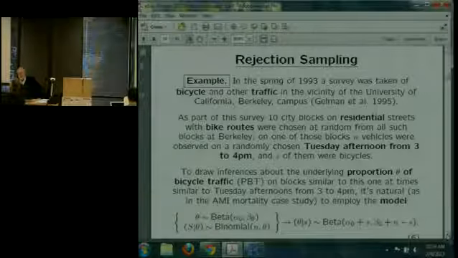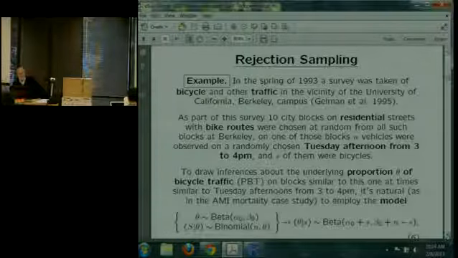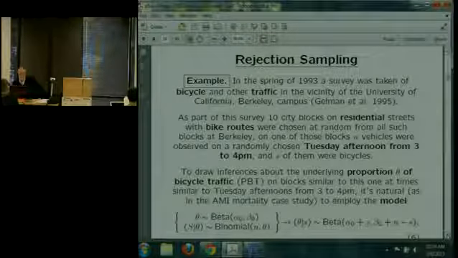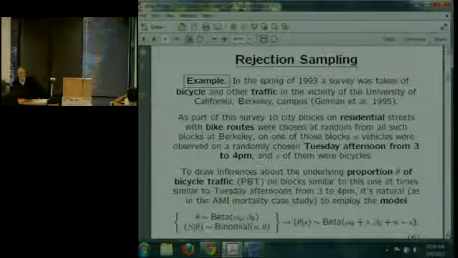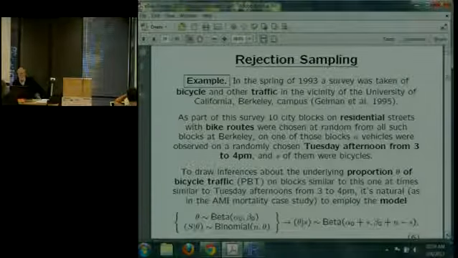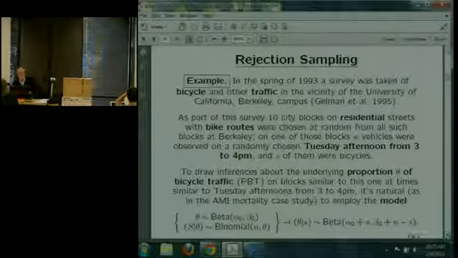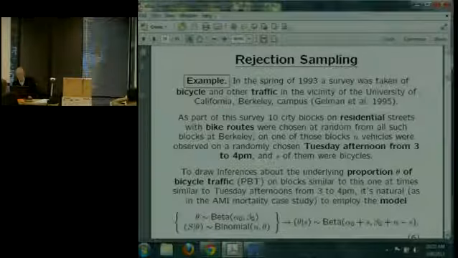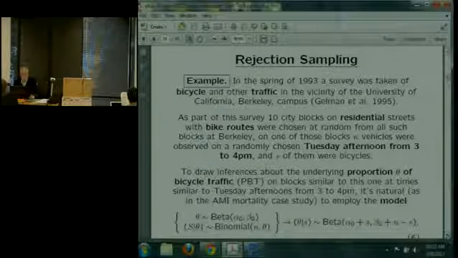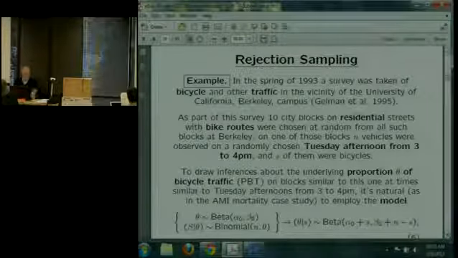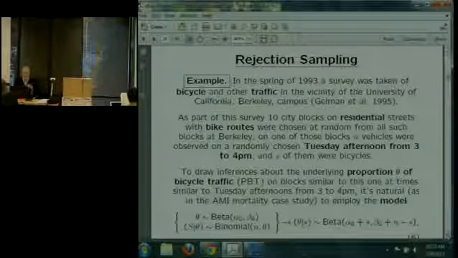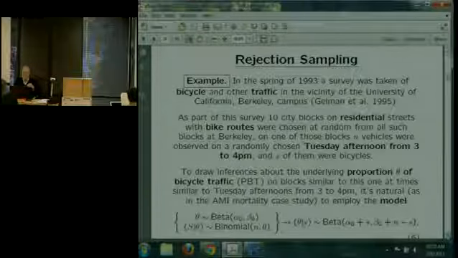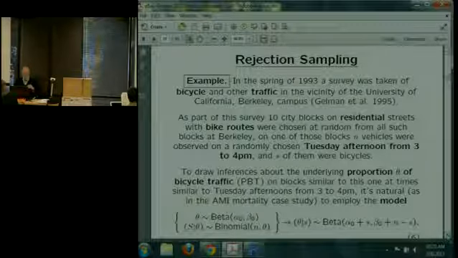I have data from a study that was done at UC Berkeley in which a survey was taken of bicycle and non-bicycle traffic in a bunch of streets near the UC Berkeley campus. What they did was they chose 10 city blocks on residential streets with bike routes. They chose them at random from all such blocks at Berkeley. And on one of those particular blocks, little n vehicles were observed on a randomly chosen Tuesday afternoon from 3 to 4 p.m., and little s of them were bicycles.